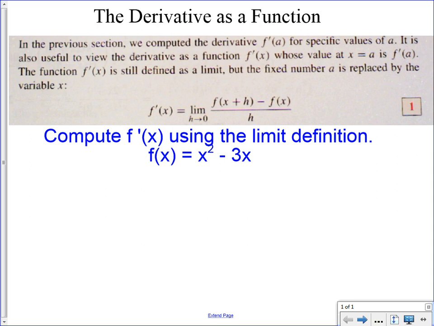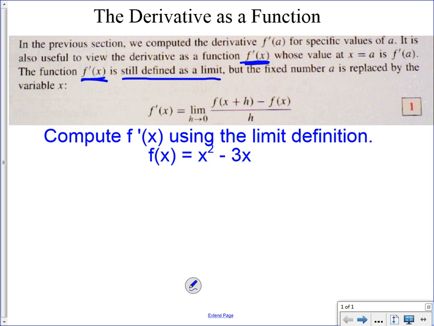So sometimes it's useful to view the derivative as a function. That means we're just going to find f prime of x. That way we could take any value of a when x equals a and just plug it in to that function, f prime of x, and that would give us the derivative or the slope at that point. Okay? All right, so f prime of x is still defined as a limit.